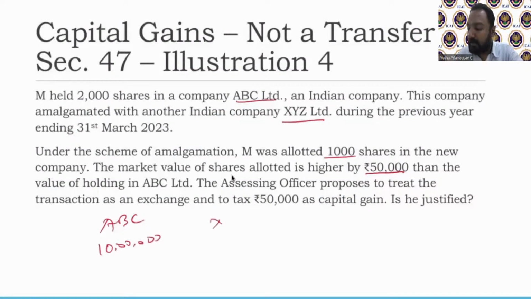Now in XYZ, the 1,000 shares are higher by 50,000 than the value of holding in ABC Limited. So it is something like 10,50,000. He was earlier holding 10 lakhs of shares, and now he is going to hold 10,50,000 of shares. The question is, since there is an increase in money, should that be treated as a gain? The answer is what?